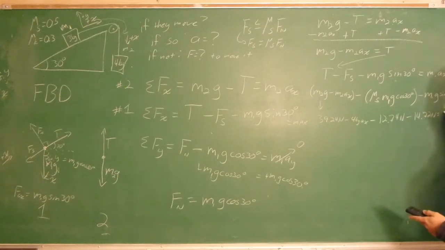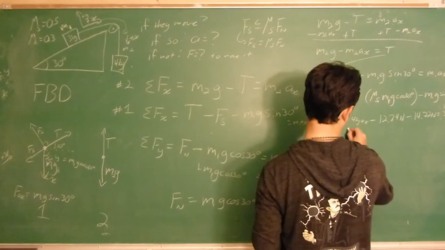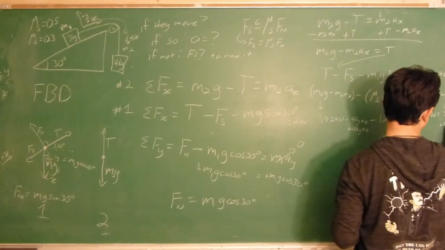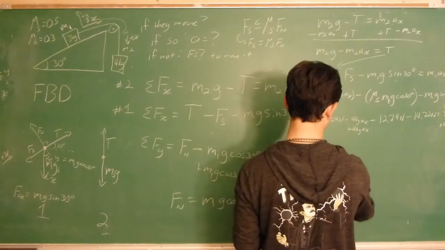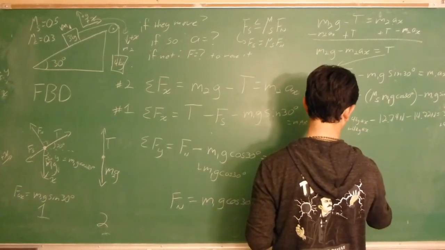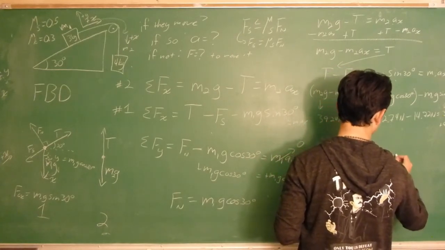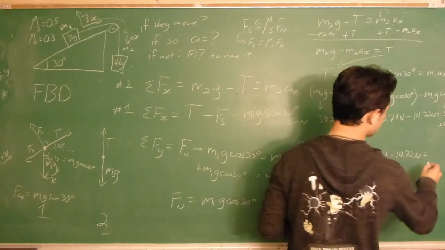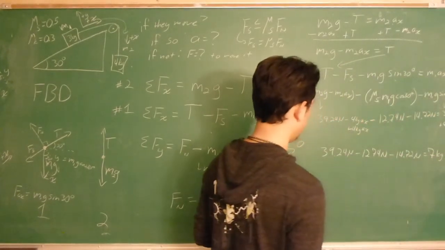Newtons. And that's going to be equal to mass 1, which is 3 kilograms, times the acceleration in the x. Okay, so now I've cleaned this up a little bit. I can add my 4 kilograms times the acceleration in the x to both sides, so I can get my accelerations by themselves. And I have 39.24 newtons minus 12.74 newtons minus 14.72 newtons equals 7 kilograms times the acceleration in the x.